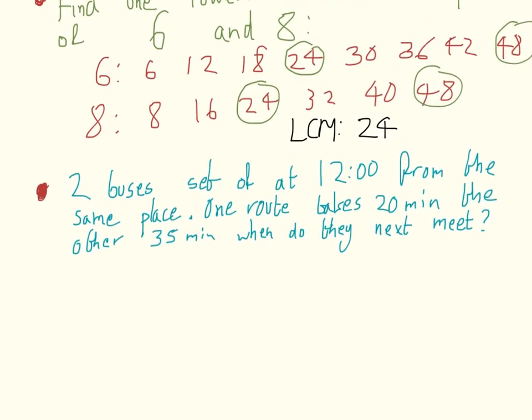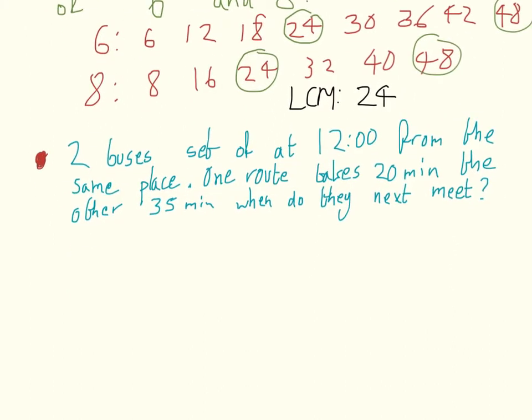Now we could also have a slightly more difficult question like we have here, where it says two buses set off at 12 o'clock from the same place. One route takes 20 minutes, the other 35 minutes. When do they next meet? So we've got one bus, bus A, and a second bus, bus B, and they're both leaving the depot at the same time, which is 12 o'clock.